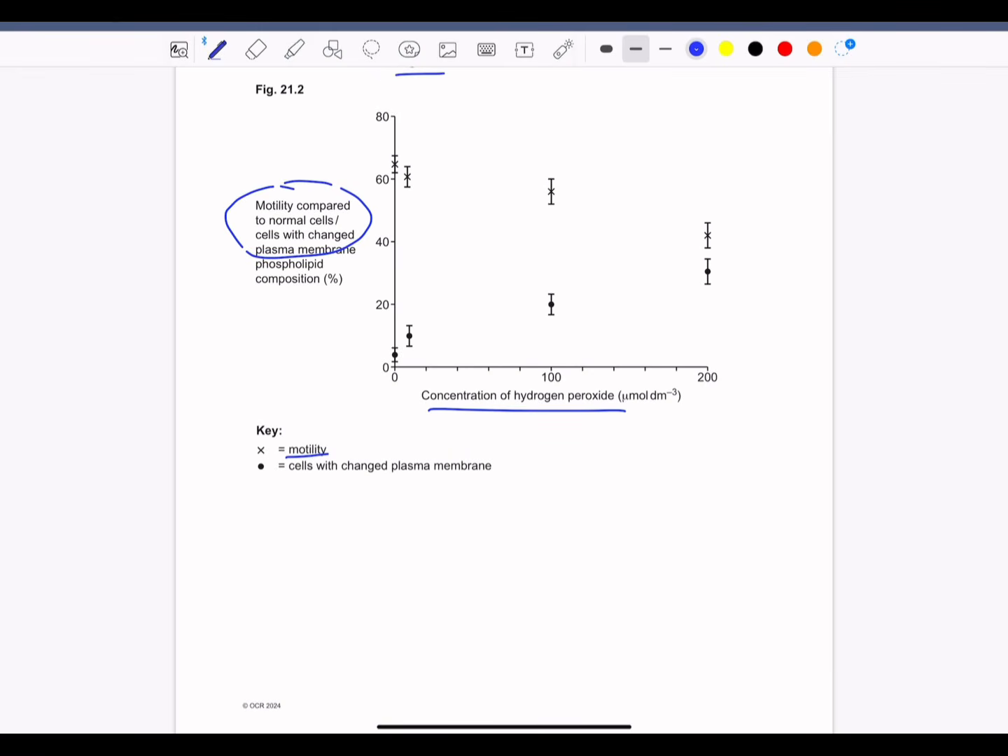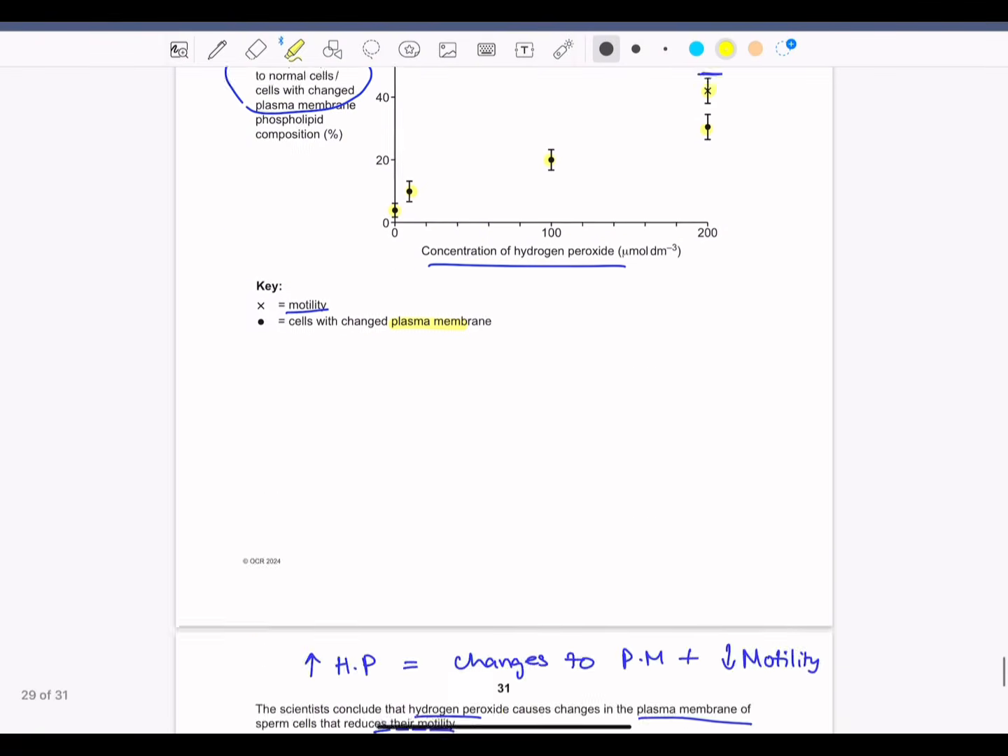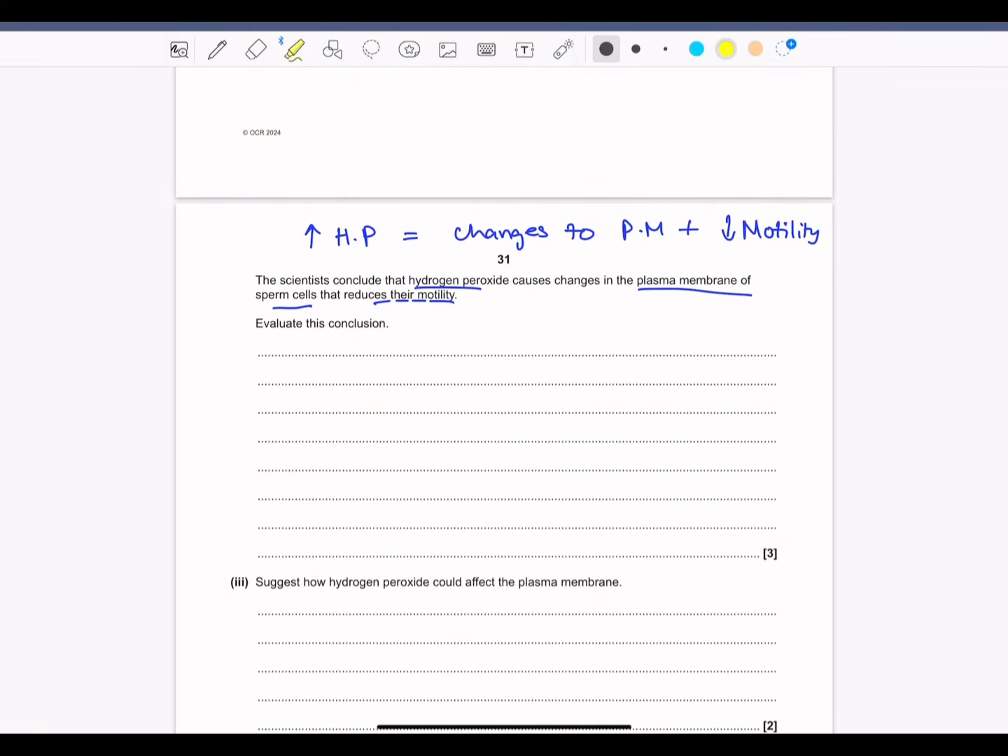So higher hydrogen peroxide concentration. Yep, we could see that motility is reduced, because motility is the x, right? Just comparing, here's initial motility, it decreases as the concentration increases, decreases slightly more, and then decreases more. So yes, there does seem to be this downward decrease. In relation to the plasma membrane, we see that as the concentration of the peroxide increases, the plasma membrane gets more damaged. So we can actually see that, and we could put those statements down in support.